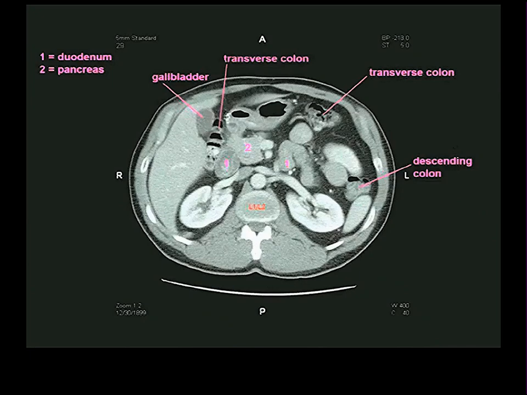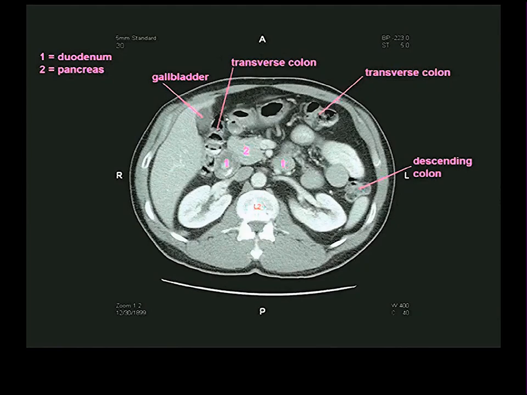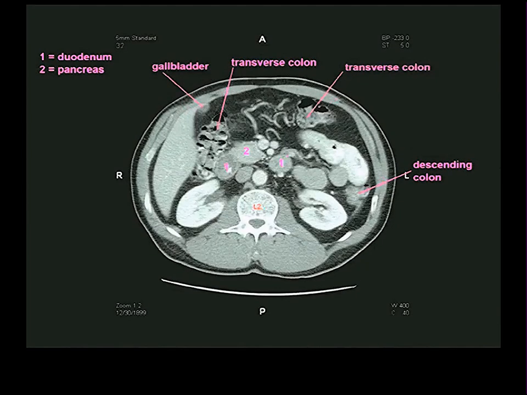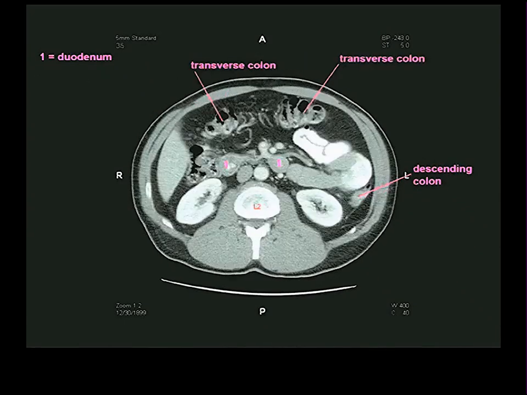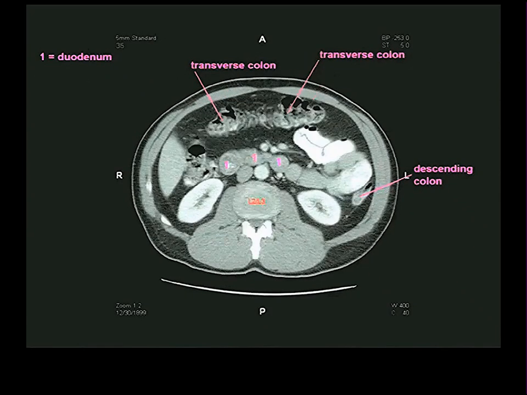We don't know what this is yet, but we'll trace it and figure out why it's duodenum. If this is the second part of the duodenum, immediately to the right of the head of the pancreas, as I go further down, second part, second part, second part, boom, it zips across as the third part.